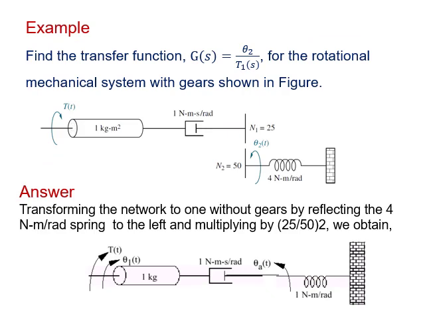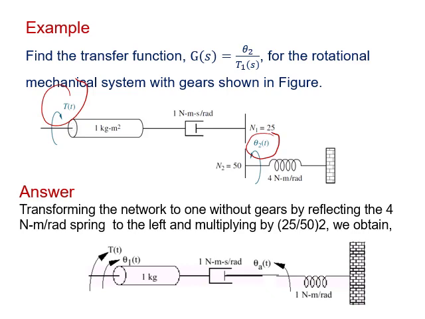Another example. In this example, we need to find the transfer function G(s) equal to theta 2 over T1, so we need to calculate theta 2 over T1 for the rotational mechanical system given. So what am I going to do here? If you notice, we are going to reflect the elements.